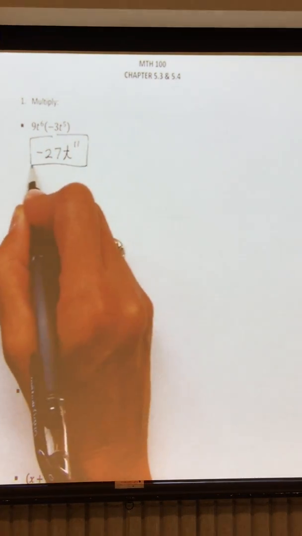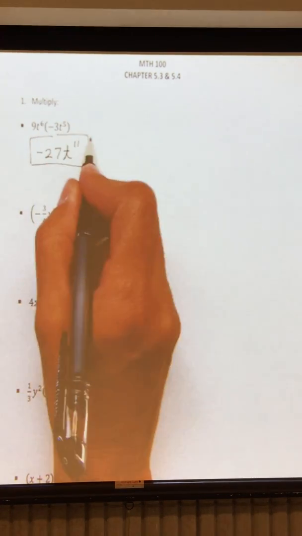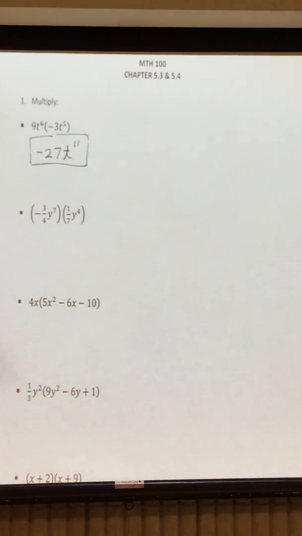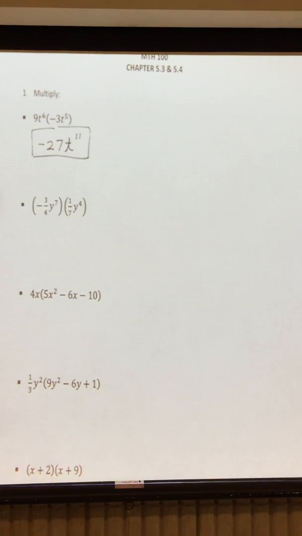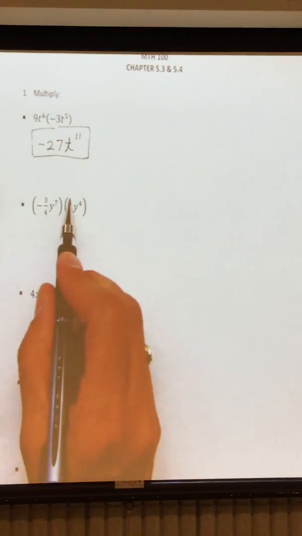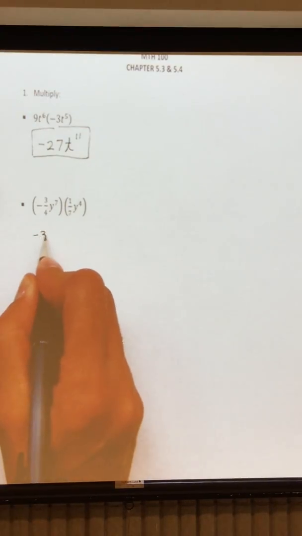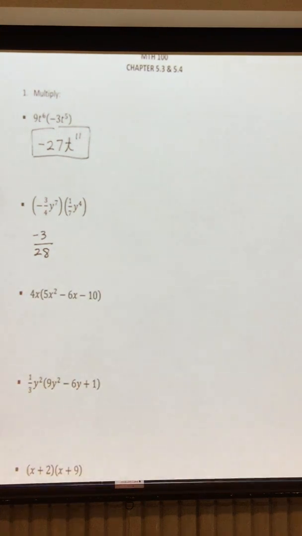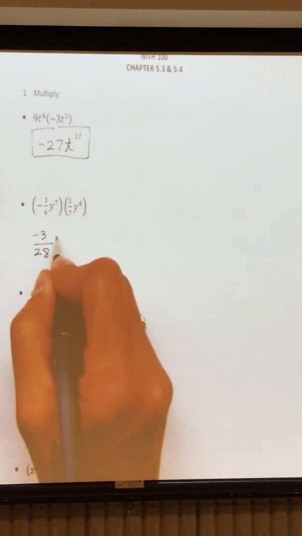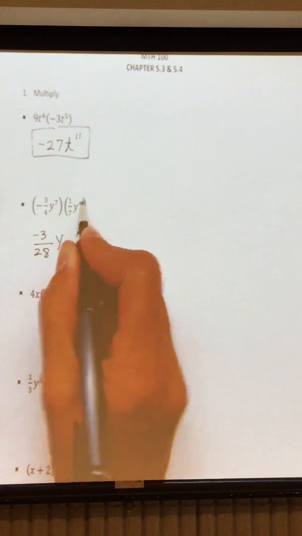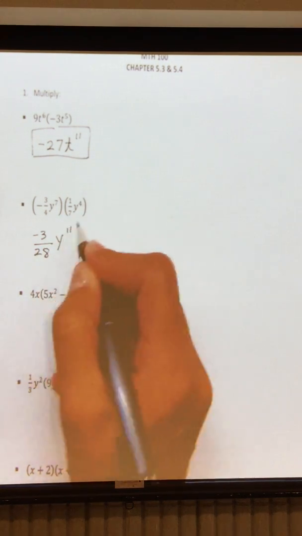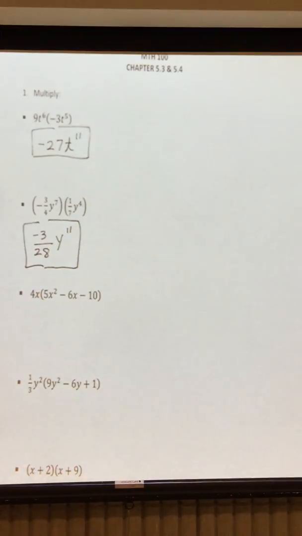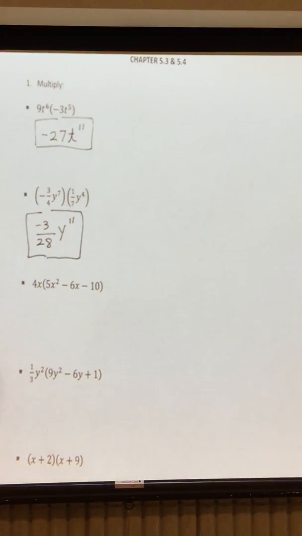Again, when multiplying exponents, you add 6 plus 5 is 11, and you multiply the bases. 9 times negative 3 is negative 27. Here you have 3 times 1 is negative 3 over 28. Combining the exponents, 7 plus 4 is 11. So your answer is negative 3 over 28 y to the 11th.